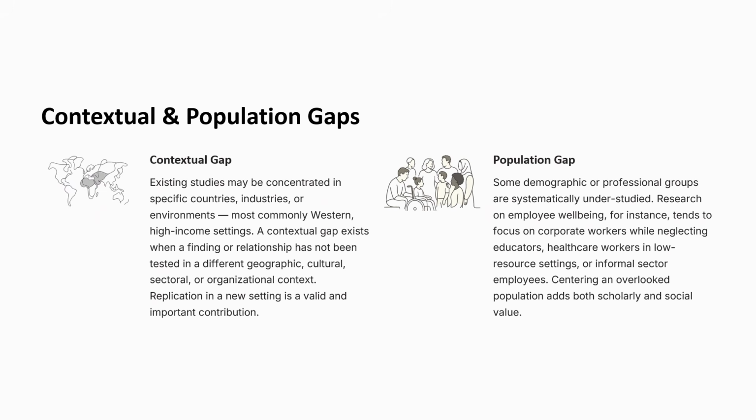Contextual and population gaps. A contextual gap occurs when research findings have only been tested in specific environments, countries, or industries and have not been explored in other settings. A population gap exists when certain groups of people are underrepresented in the literature. Studying these overlooked contexts or populations can provide valuable new perspectives.